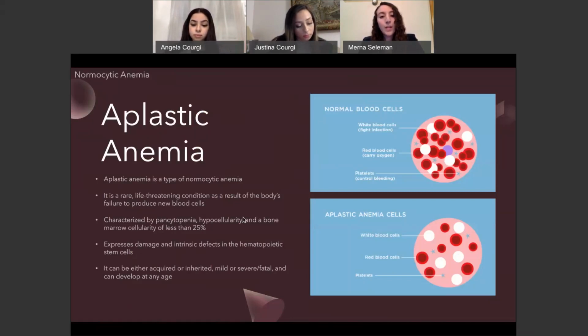For example, radiation and chemotherapy destroy healthy stem cells in the bone marrow. Autoimmune disorders or pregnancy damage healthy cells by one's own immune system, and exposures to toxic chemicals or medications such as benzene or antihistamines. The bone marrow cellularity is less than 25% as mentioned before, and the blood of aplastic anemia lacks white blood cells, red blood cells, and platelets, which is also known as pancytopenia. It's a tongue twister.